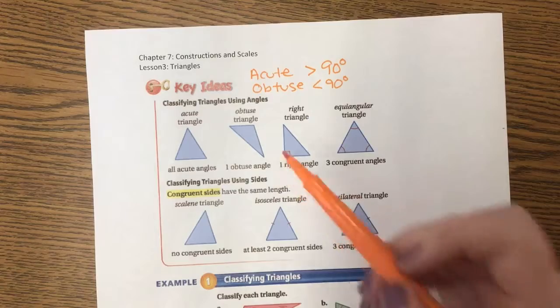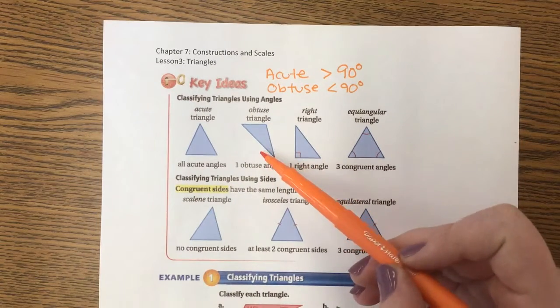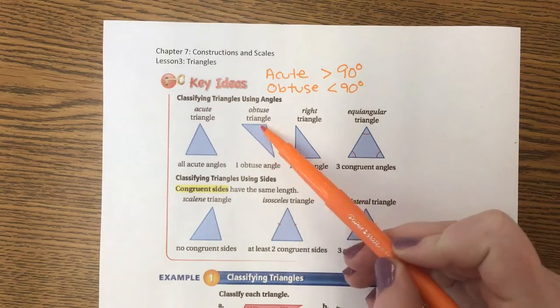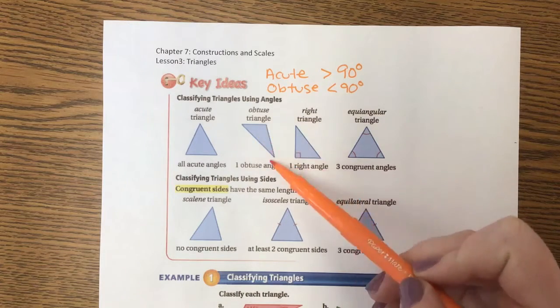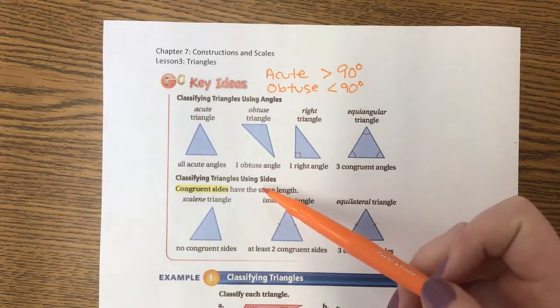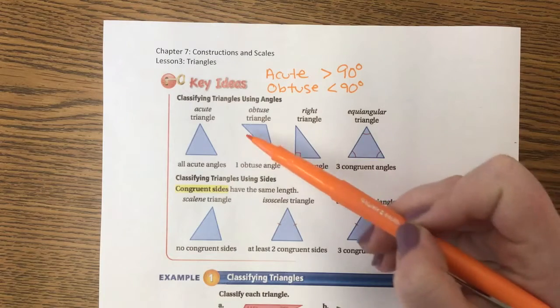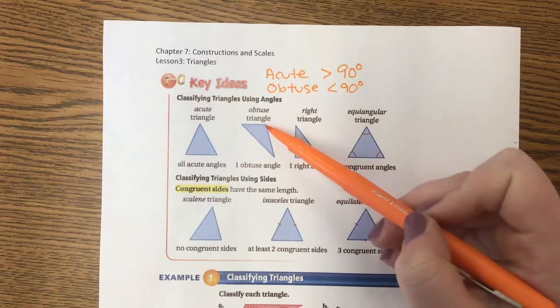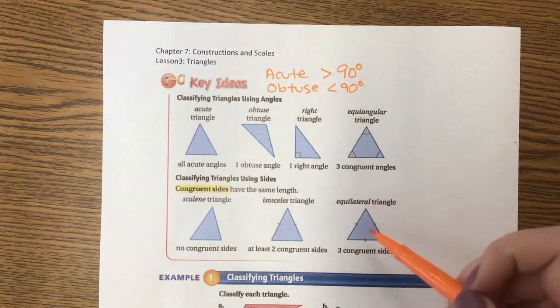Okay? Second is our obtuse triangle. An obtuse triangle has to have one obtuse angle. So one angle in here that is greater than 90 degrees. So these ones can still be acute, but there has to be one that has an obtuse angle, so greater than 90.